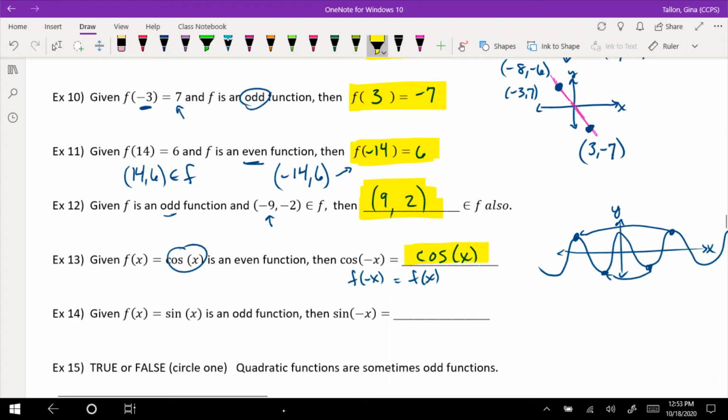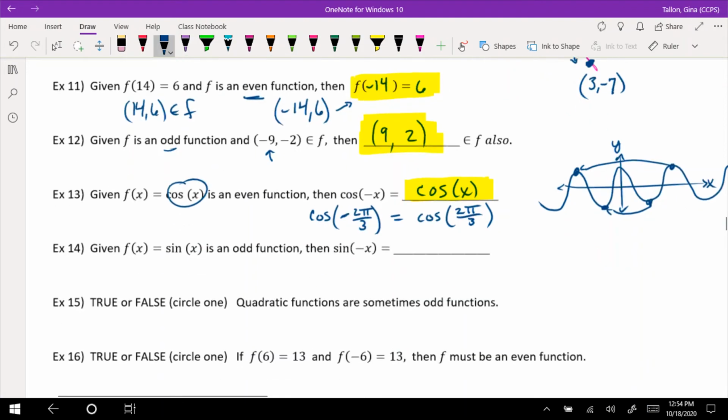That's kind of important because in the future, if I ask you to find cosine of negative 2 pi over 3, then all you have to do really is find the cosine of 2 pi over 3. They're the same thing. So then you don't have to play with this negative sign, which is really kind of cool. I love that idea.